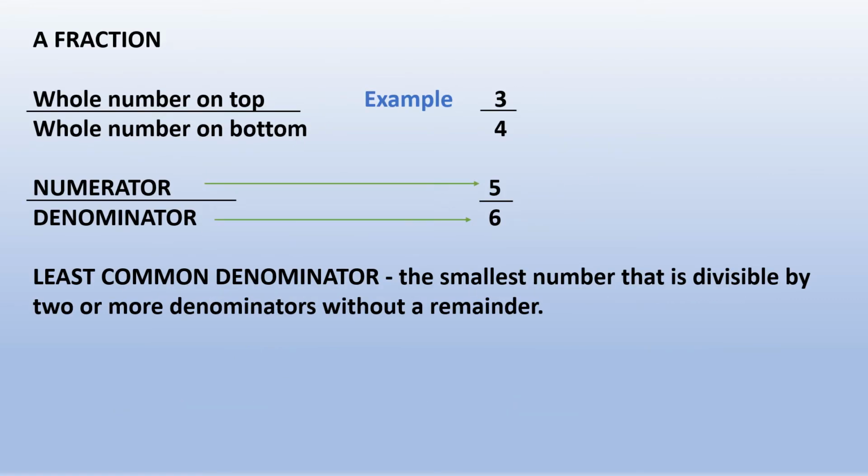Fraction. There's a whole number on top, the 3, and a whole number at the bottom, the 4. Here's another example. A whole number 5 on top, that's the numerator. The denominator is 6, the number at the bottom. In terms of the math, the numbers on top will multiply. The numbers at the bottom will divide.